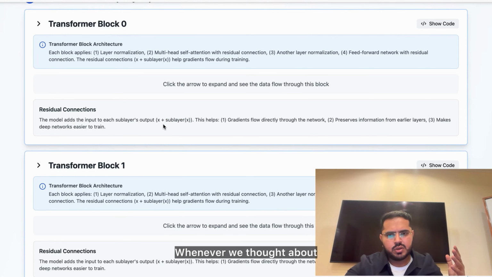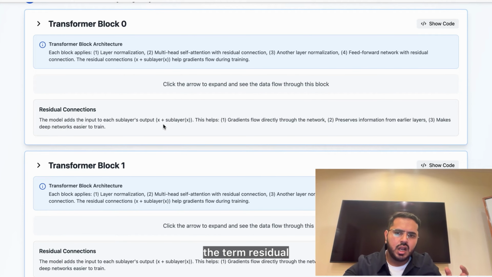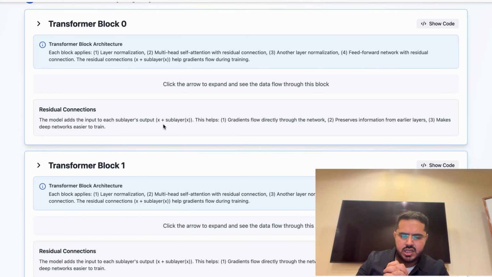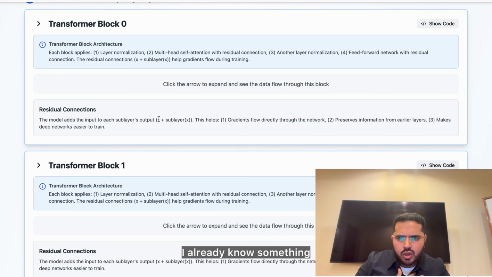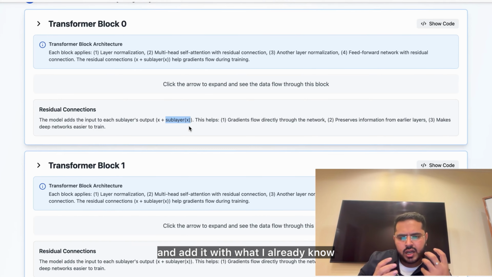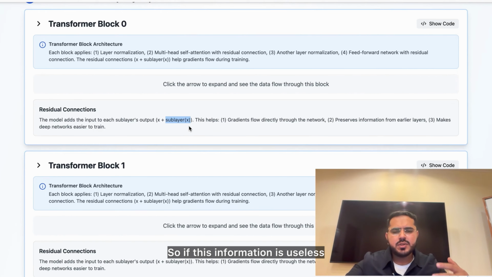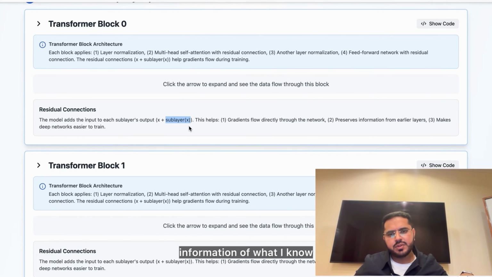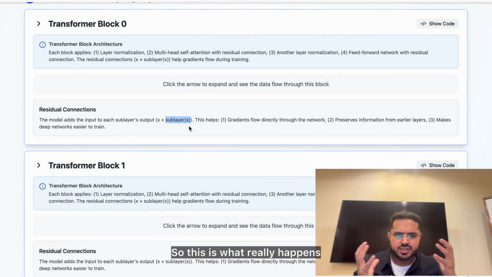Whenever we thought about residuals, how did we come up with this idea? This means that every layer is not trying to learn the whole output from scratch. The layer's output says, I already know something, or I know a lot of things. I am looking for that small residual f of x, the very tiny bit of extra information that I need to understand and add to what I already know. If this information is useless, I can always zero it down, right? But if I mix this residual with my original information of what I know, I will make my output, right? So this is what really happens.